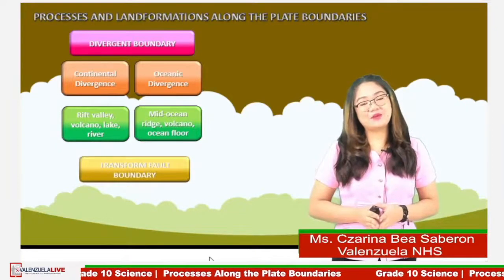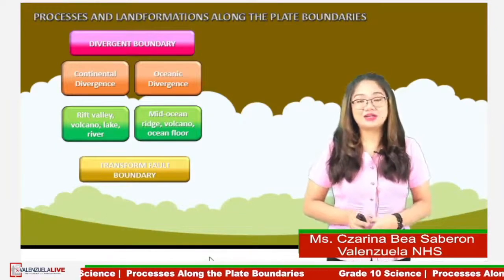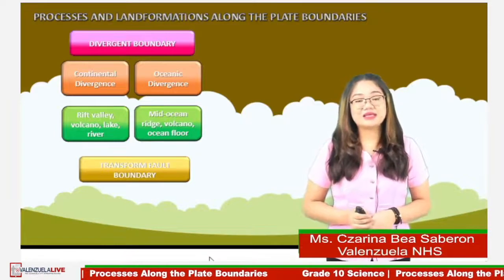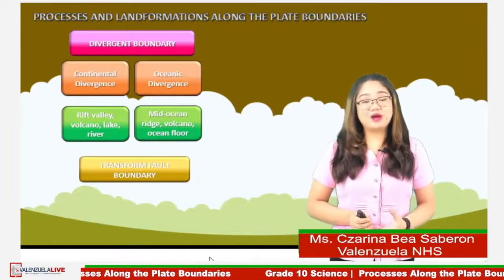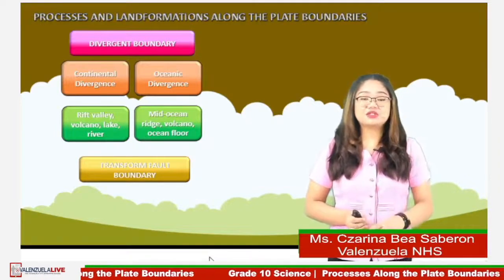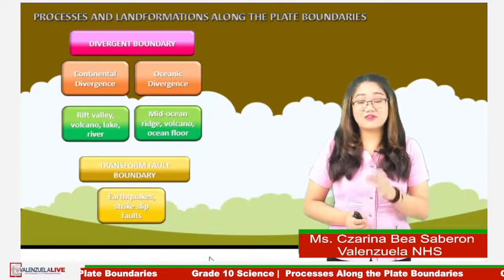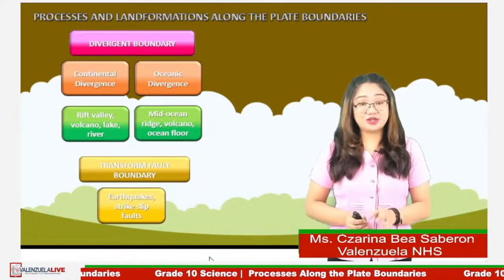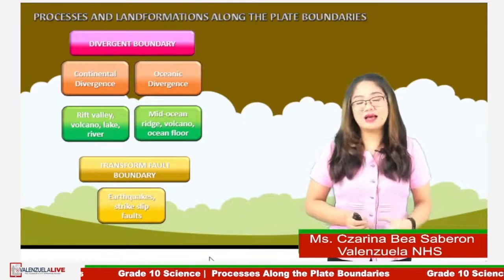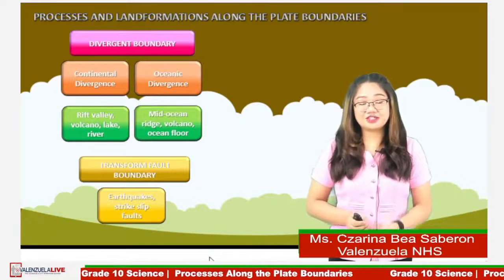And lastly, we have the process under transform fault boundaries. Transform fault boundaries could lead to the occurrence of very massive and destructive earthquakes, as well as to the formation of strike-slip faults.